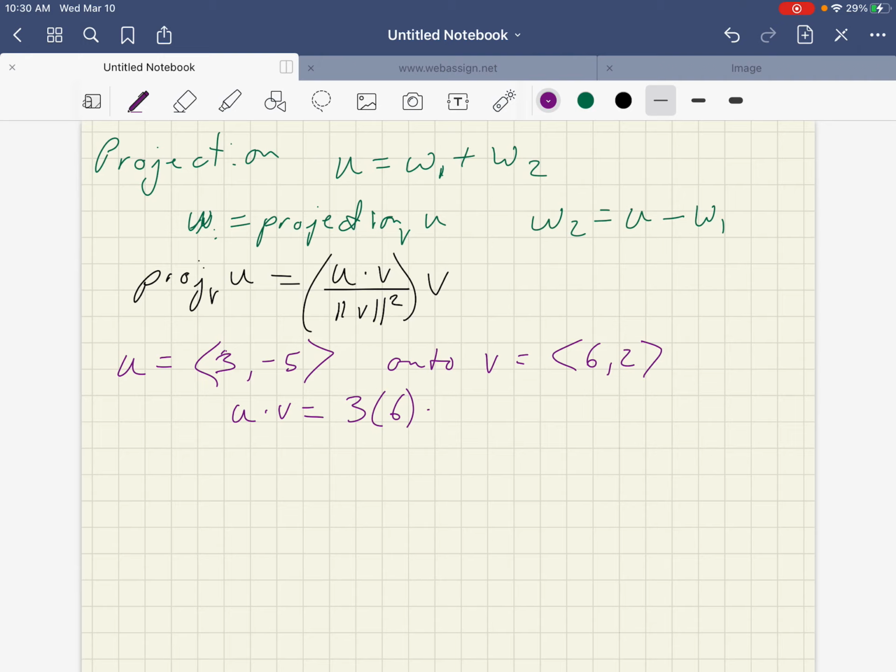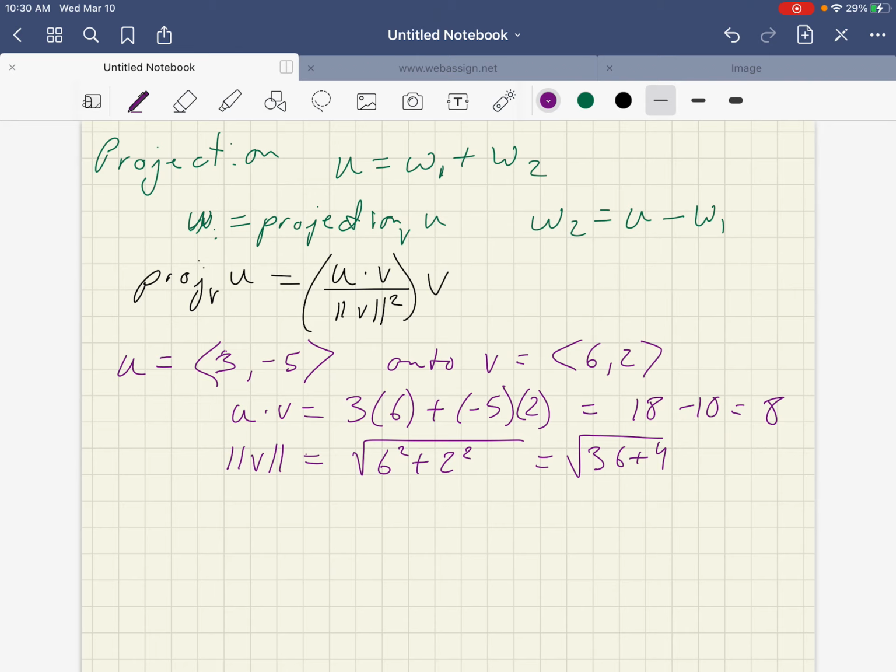So we're going to do the dot product. So we need u dot v, which remember is 3 times 6 plus -5 times 2. So 18 minus 10, or 8. So I have the dot product. I also need the magnitude of v. So the magnitude of v is the square root, Pythagorean theorem, 6 squared plus 2 squared. So that's 36 plus 4, square root of 40. Now that one does simplify if you want to, or you can leave it as square root of 40.